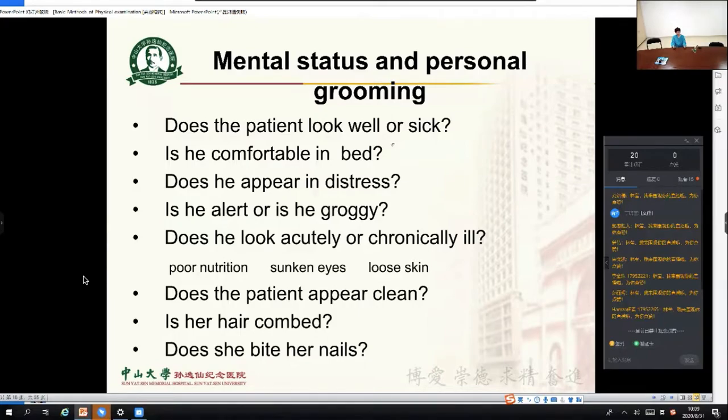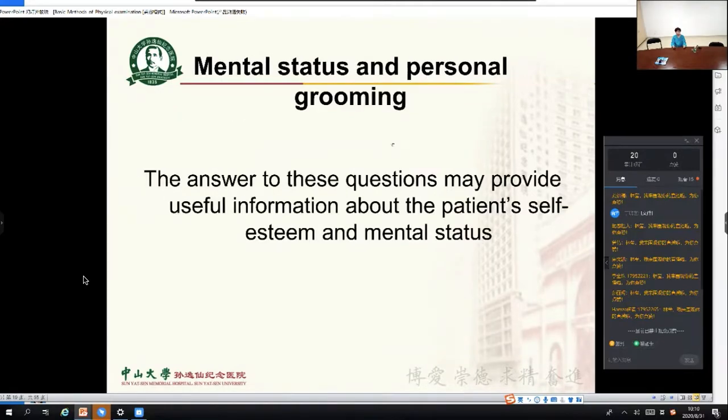Does the patient appear clean? Does he or she comb their hair, does she bite her nails? These are the first evaluation of the patient's mental status and personal grooming. And the answers to these questions may provide useful information about the patient's self-esteem and mental status.